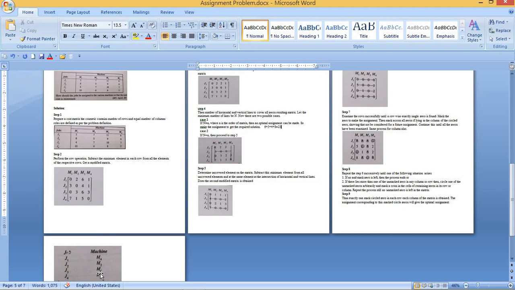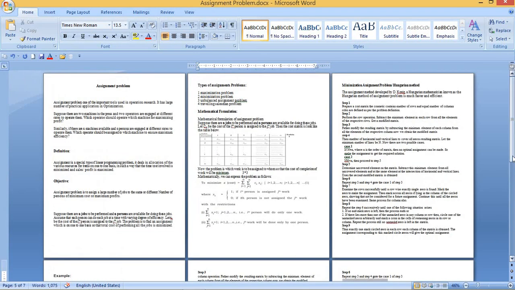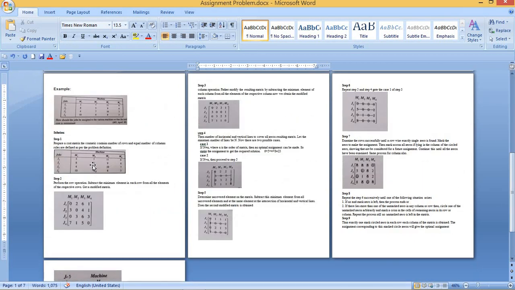In such a way the Hungarian method, or Hungarian algorithm, works. Here we can write all the steps of the Hungarian algorithm, and on the basis of those steps we can take an example and show how the assignment problem is implemented. Thank you.